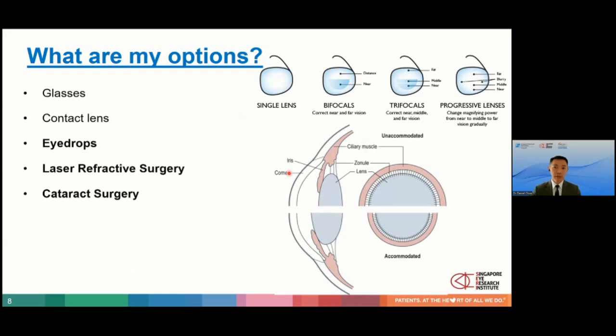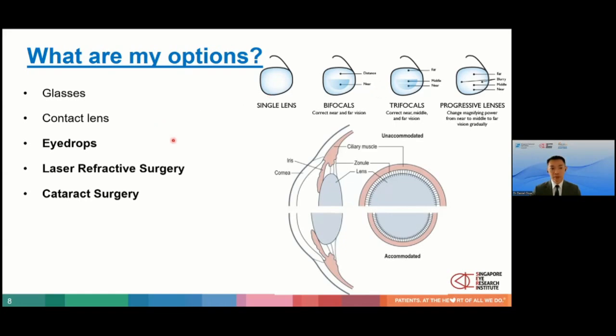So the options generally, what we are most familiar with, are glasses and contact lenses. And glasses and contact lenses function on the same principle. If you look here, the glasses have different zones which help us to look at an object which is far or near. Similarly, the contact lenses also have zones to help us focus on objects at different distances.